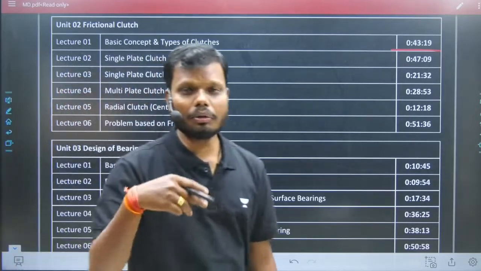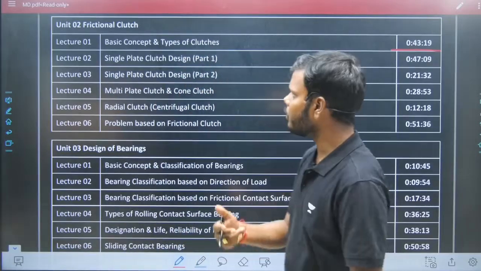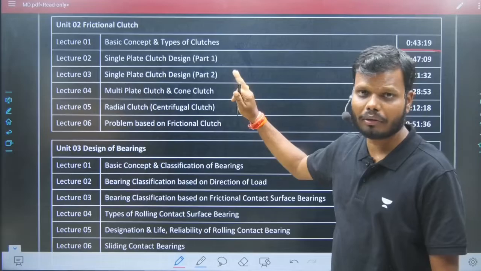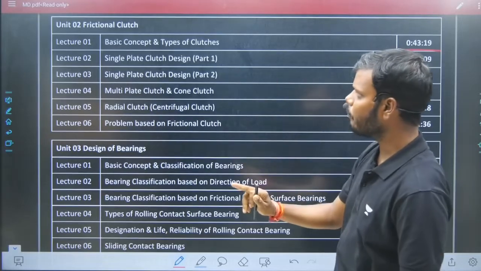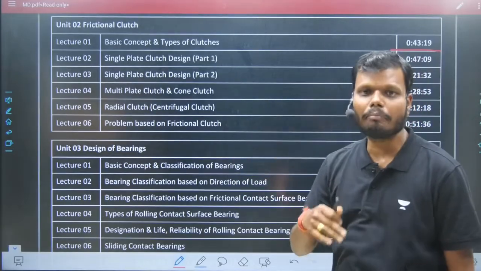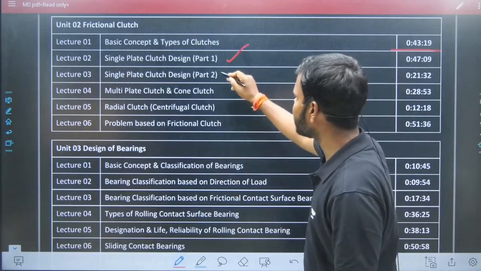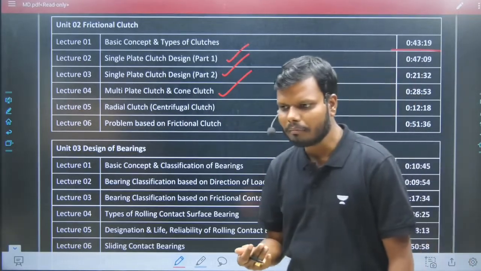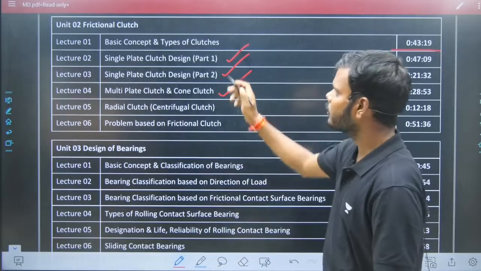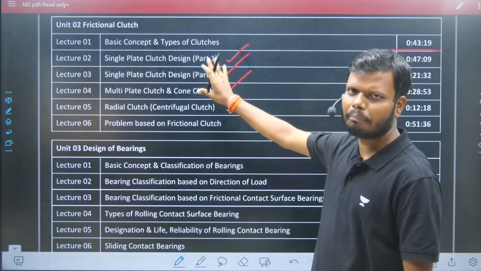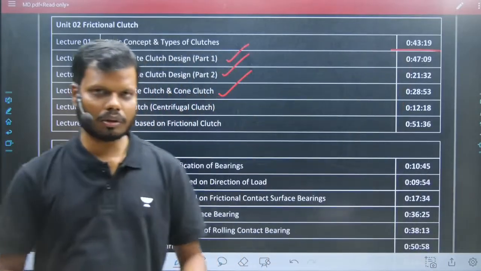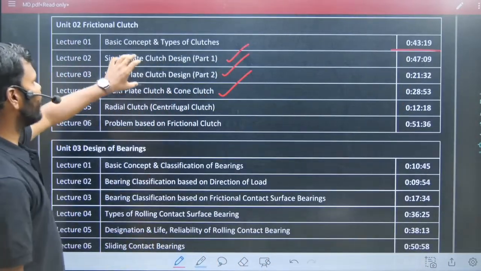So in unit 2, frictional clutch, which topic is important for GATE examination? The important topic is single plate clutch or multi-plate clutch. Most of the problems on single plate clutch and multi-plate clutch are asked in the GATE examination. Most of the problems are based on the single plate clutch.